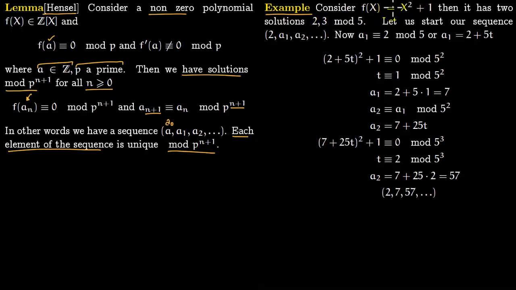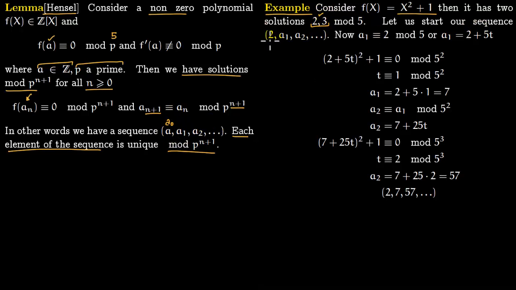So the example is, our f(x) is x square plus 1, and we are going to take our prime p as 5. So modulo p is modulo 5. There are two solutions. You can immediately see 2 and 3 here. So 2 square plus 1 is 5 and 3 square plus 1 is 10, which again modulo 5 would be 0. So both 2 and 3 are roots of this equation modulo 5. Now we have to choose a single root to start our sequence. So we will choose 2 to start our sequence.